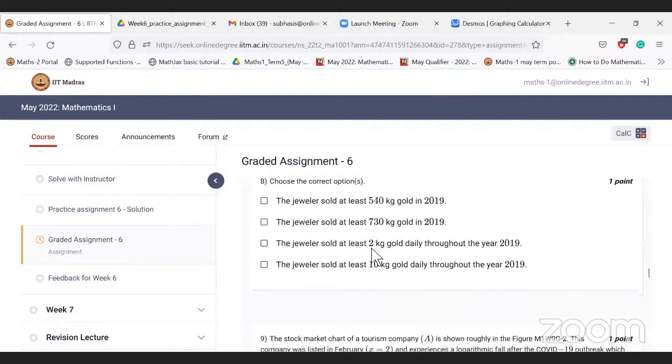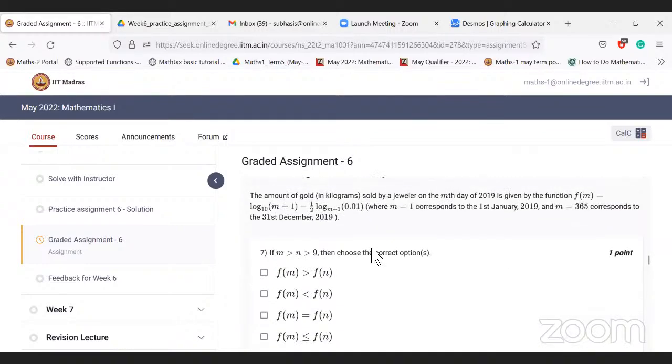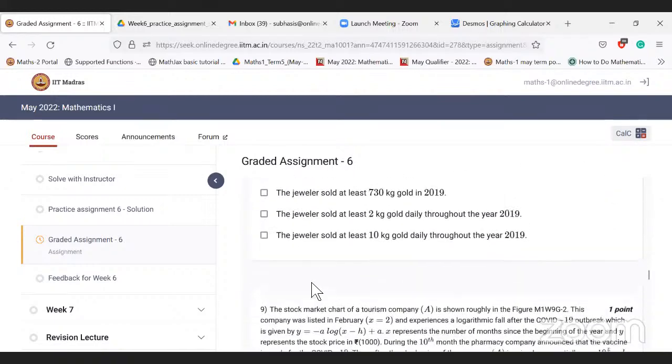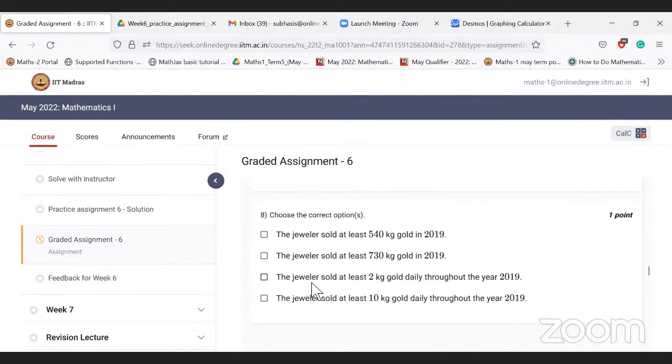Once you solve this one, it's more or less easy to solve the other ones. You have to modify this function a little bit to check whether this option is true or not. You certainly cannot do it directly from this, because you have some 0.01, so you probably have to modify it. At least 2 kg per day, so total will be 2 into 365. So this should be less than the actual one, right, sir?